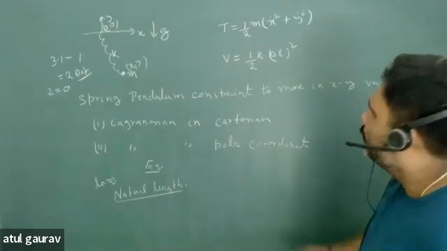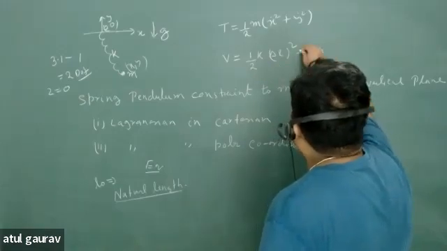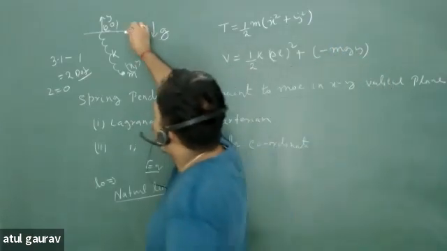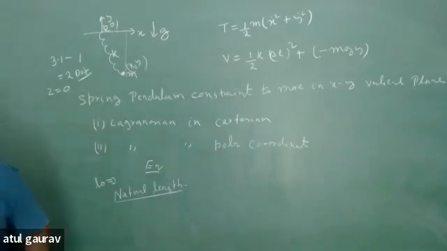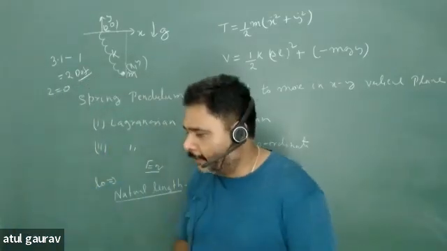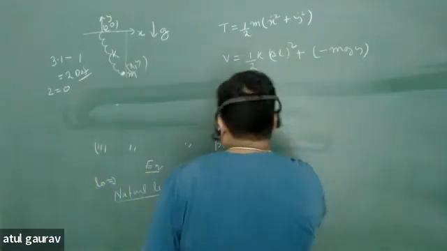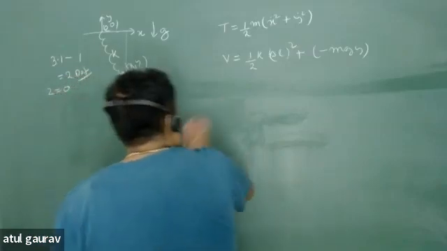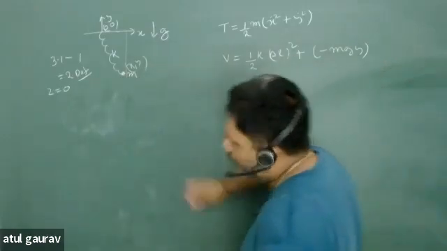K into change in length square, and minus, due to gravity, what do we have? We have m, and that value is minus mgy. This is my y. Now the whole thing is how you will write that delta L. What is delta L? Can anybody tell me what delta L is? Just try to write it in the form of x and y. Tell me, Kishore, what will be delta L?